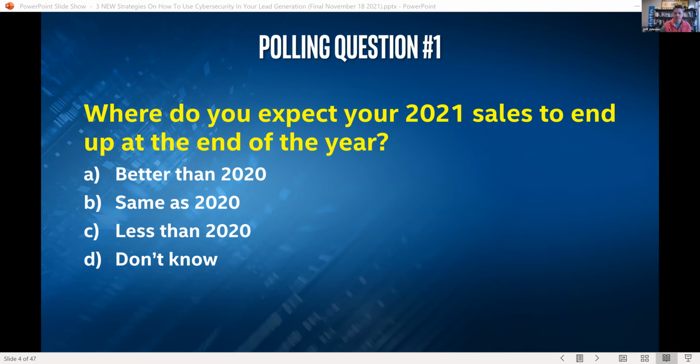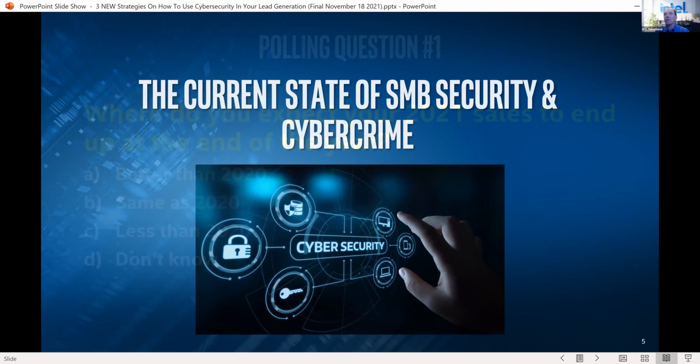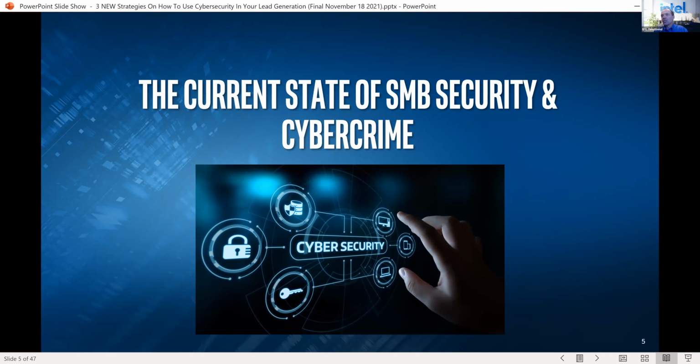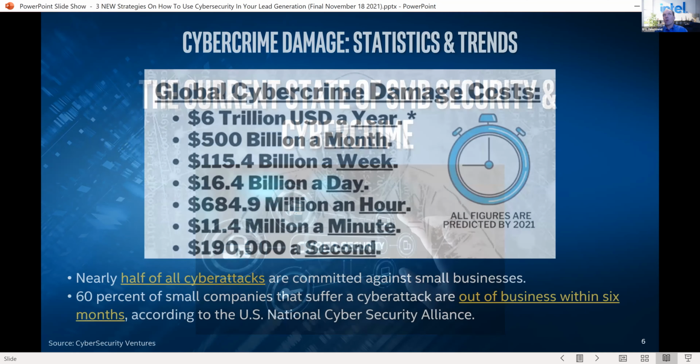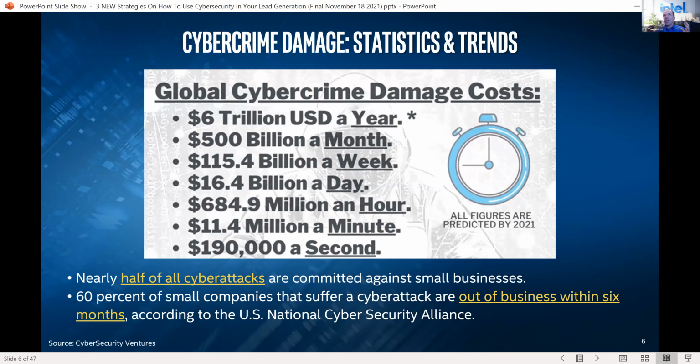That's great. So let's talk about the current state of SMB security and cybercrime. What I want to make sure we're all clear on is that when we're doing marketing, there are always key data points that drive a conversation. These are ones that are predicted for this year. We'll see how it ends up.